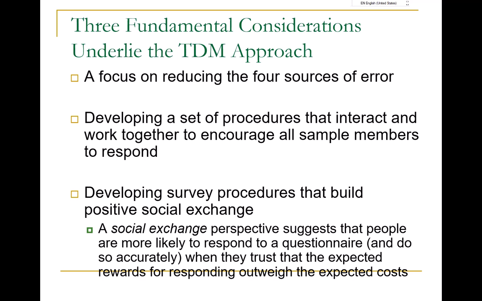The TDM approach is grounded in three core principles: reducing error, encouraging response, and fostering positive social exchange. The first principle involves minimizing the four key sources of error: coverage, sampling, non-response, and measurement error. The second principle focuses on developing a survey that maximizes response rates by ensuring that respondents are motivated to participate. The third principle draws from social exchange theory, suggesting that people are more likely to complete a survey if they trust that the benefits of participation outweigh the costs. Together, these principles create a cohesive strategy for designing effective surveys.